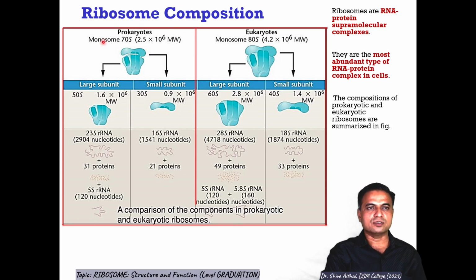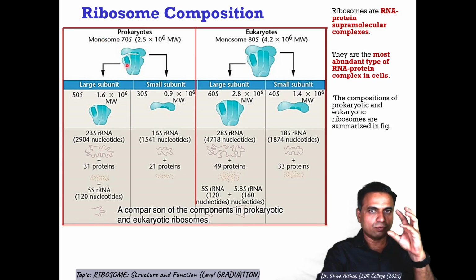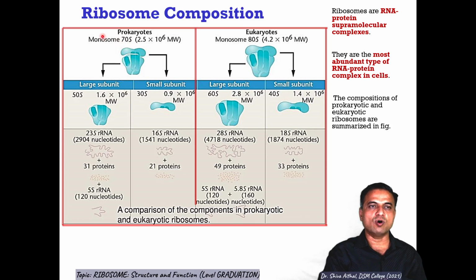So prokaryotes, these are two subunits. When it is differentiated, it becomes a monosome. So one single ribosome will be called a monosome. These monosomes are 70S subunits. So their molecular weight, as I said, is 2.5 into 10 to the power 6 daltons. So large subunit is 50S, small subunit is 30S. See the pointer. Large subunit 50S. This is 50S and this is 30S. 50S is made up of 1.6 into 10 to the power 6 daltons, and small subunit is 0.9 into 10 to the power 6 dalton. We are talking about prokaryotes.